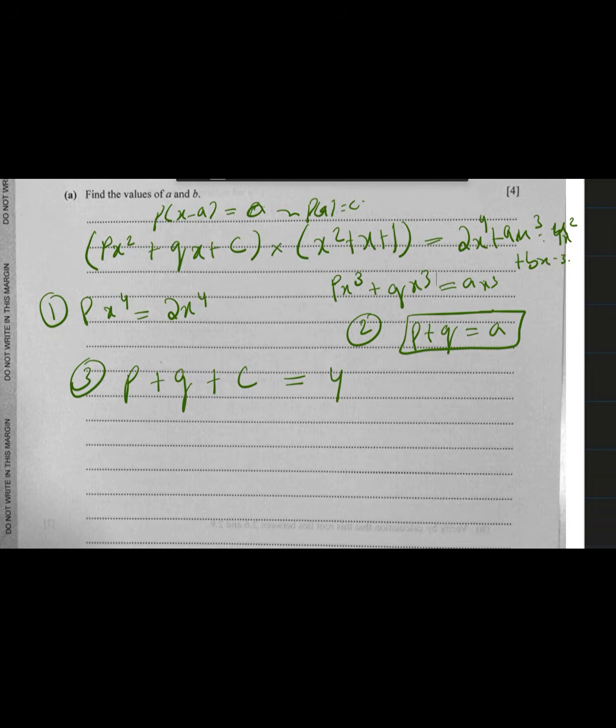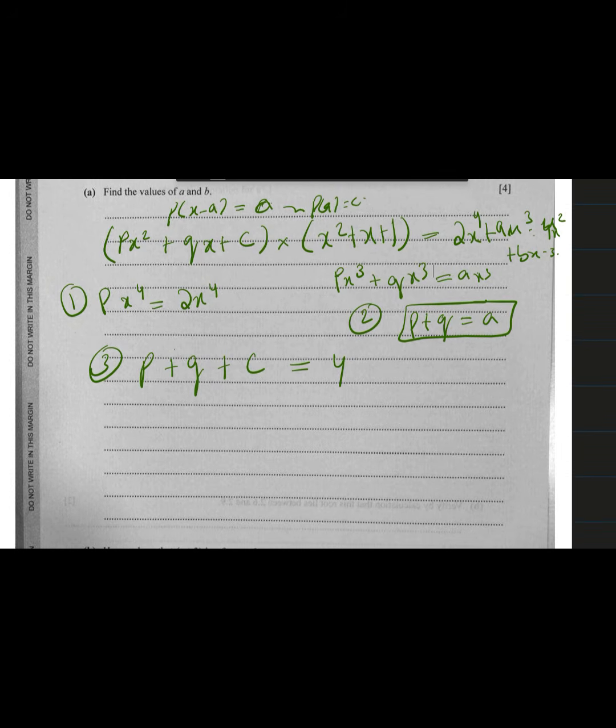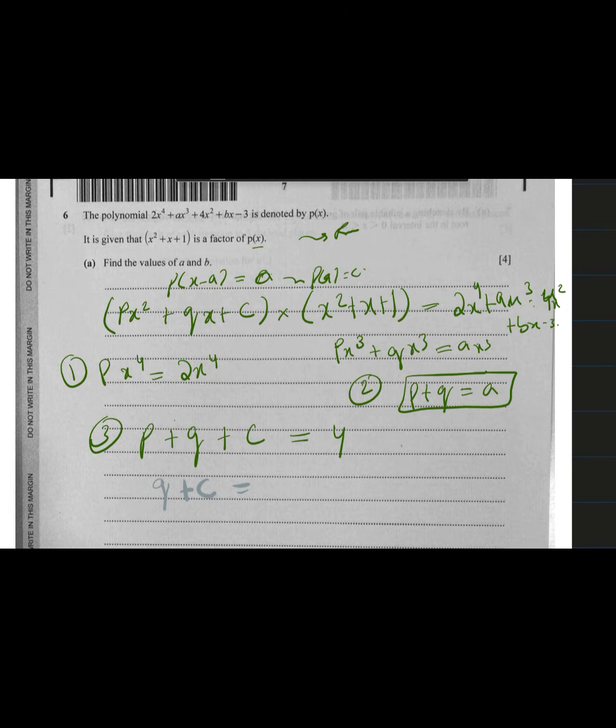So for the other coefficients, the coefficient of x squared is also done. Coefficient of x power 1 would be qx plus cx, so q plus c would be the coefficient of x power 1. Coefficient of x power 1 is b. That's one more equation we have.